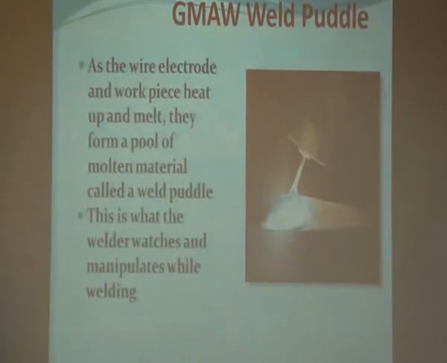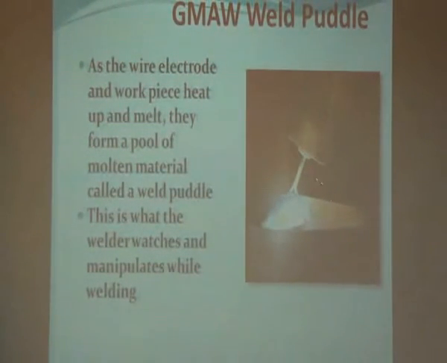as the wire electrode and the workpiece heat up, melt, and form a pool of molten material. And this is called a weld puddle, as I said earlier. And this is what the welder has to watch very, very carefully, because it is the weld puddle, the nature and the manner in which the weld puddle is generated by his hand movements, that determines the quality and the strength of the weld sometimes.